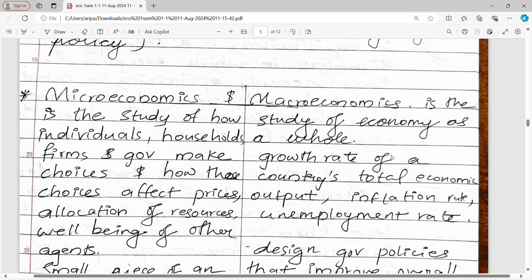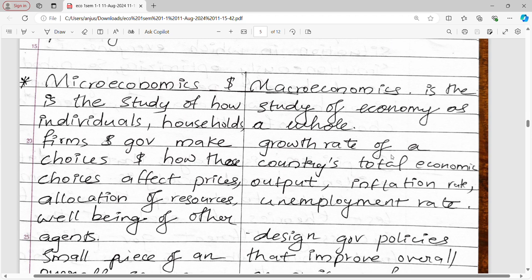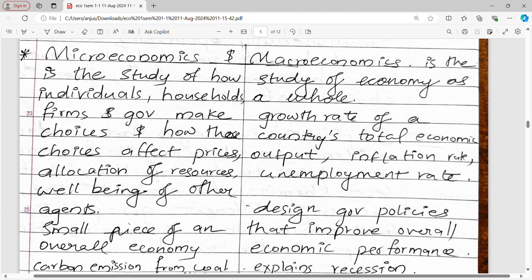Next is microeconomics and macroeconomics, the main division of economics. So you'll be having macro in the next sem, in the second sem, then in the fourth sem, then in the sixth sem, I guess. The odd sems are for micro. So microeconomics is the study of how individuals, households, firms and government make choices, whereas macroeconomics is a study of the economy as a whole.